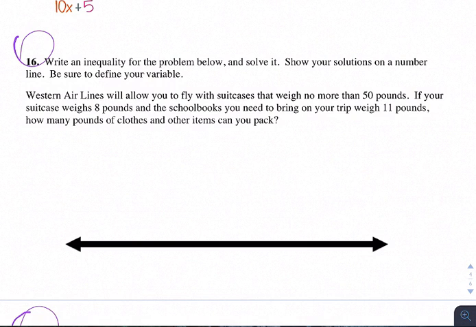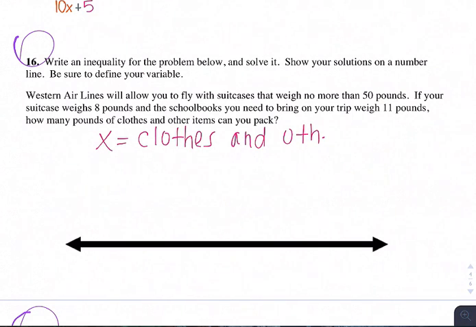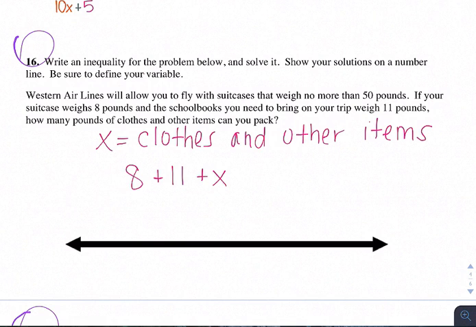So, x is going to be my clothes and other items. You can pick any variable, it really doesn't matter. So my suitcase weighs 8 pounds, so the 8 pounds plus the 11 pounds of school books plus x, our clothes and other items, cannot weigh more than 50 pounds.